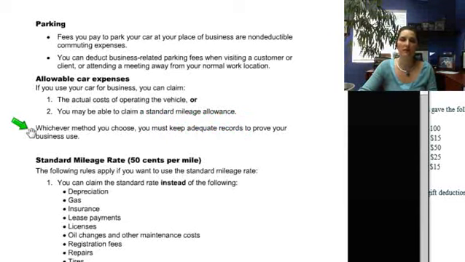Well, you do that in the form of a mileage log. The mileage log should show the date traveled, the place you traveled to, and the distance traveled. Obviously, the business reason would be necessary as well. You can claim a standard mileage rate, and that rate for 2010 is 50 cents a mile.